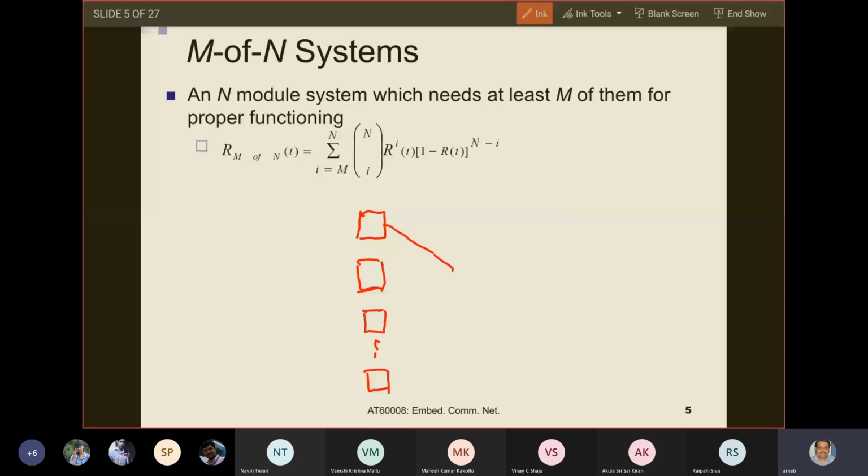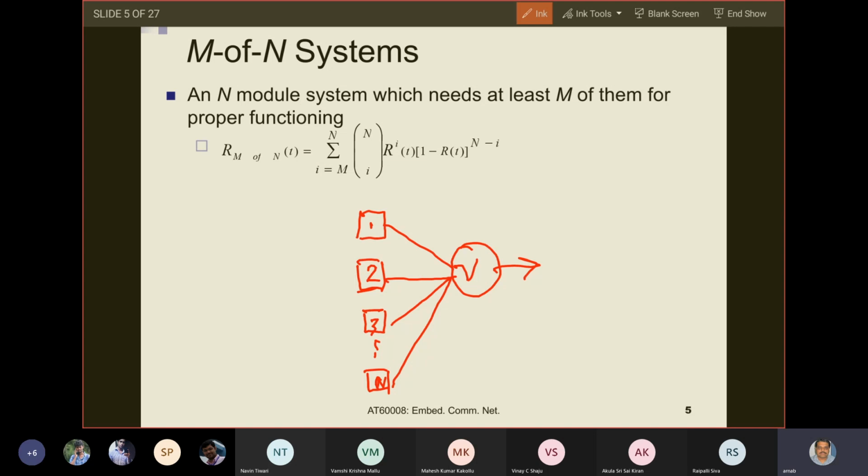And you also have a voter which votes on this. This one is component 1, component 2, 3. This is the nth component. This votes, and this one is a voter which produces the output produced by M. So M is obviously somebody which is majority, meaning at least half of N.